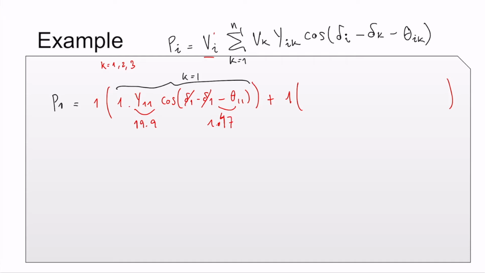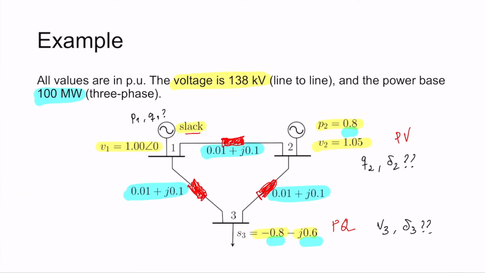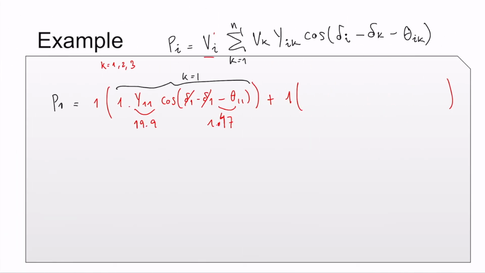Okay, voltage in 2. How much is the voltage in 2? Well, it's already fixed, 105, because it's a PV bus. This is 105 times the element of the admittance matrix 1, 2, times cos of delta 1 minus delta 2 minus theta 1, 2.